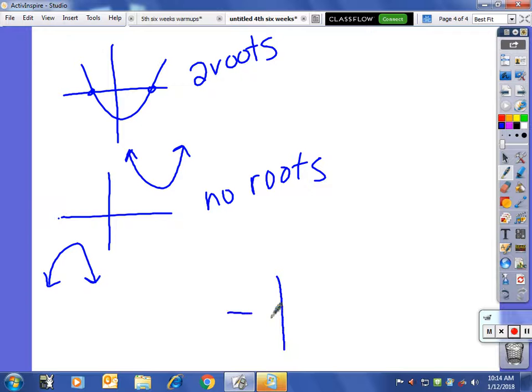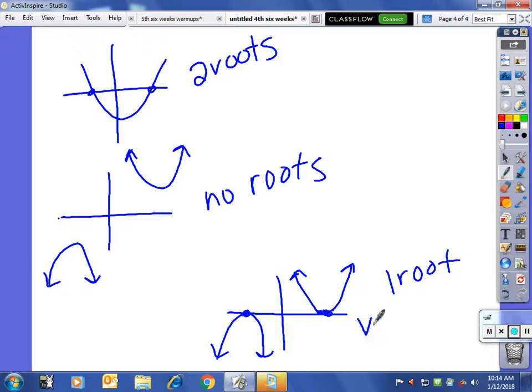And then occasionally you'll get a special situation where your parabola would only cross the x-axis one time. Now look at this case. What's special about these guys? The vertex. Sometimes you only have one root, and that's going to happen when the vertex and the root are the same point. In other words, the turning point, the vertex, is on the x-axis. And that does happen sometimes as well.